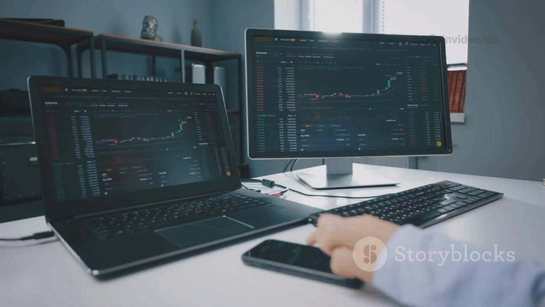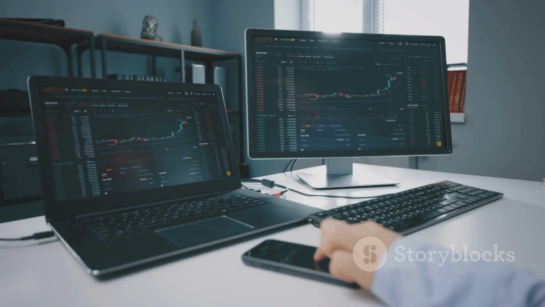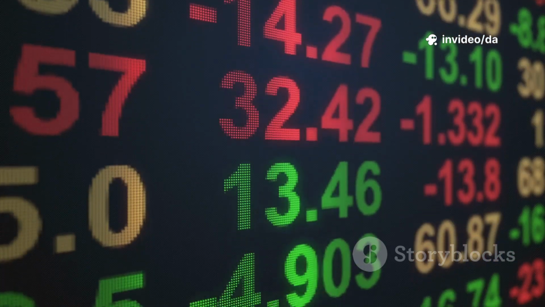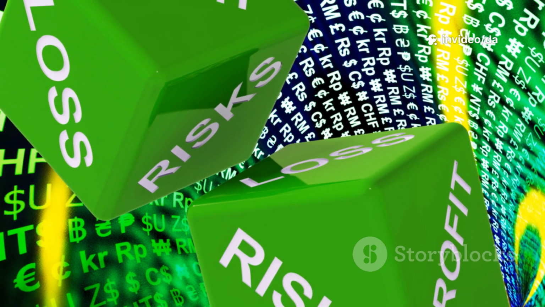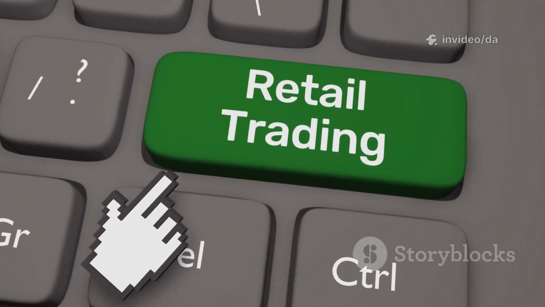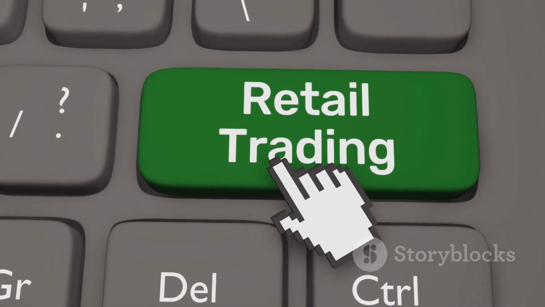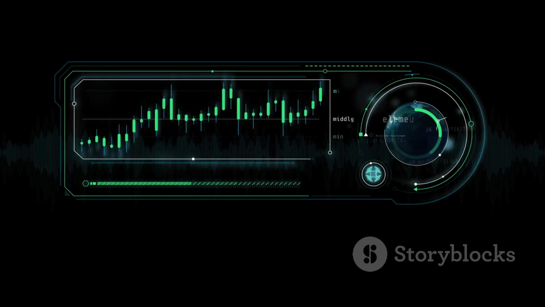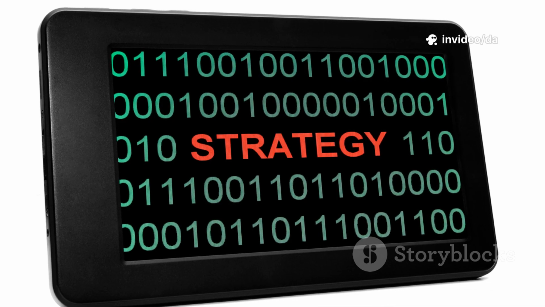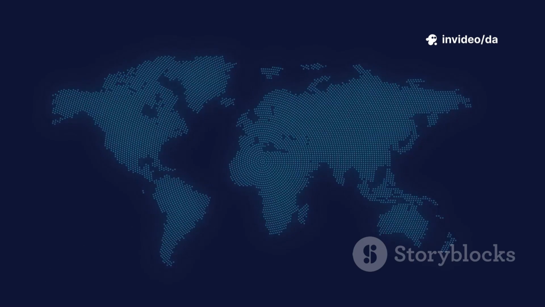Advantages. Price control. You can set a limit price to ensure your order is executed only at your desired price or better, avoiding slippage. Risk management. Similar to stop orders, stop limit orders help you manage risk by automatically closing a position if the market moves against you. Flexibility. You can customize both the stop price and the limit price to fit your specific trading strategy and risk tolerance.